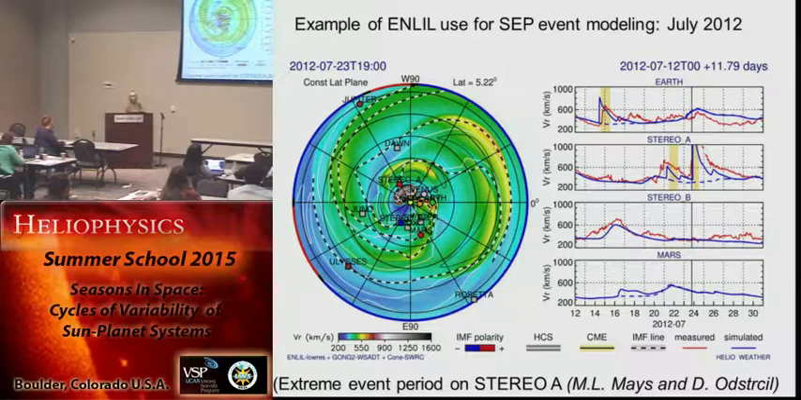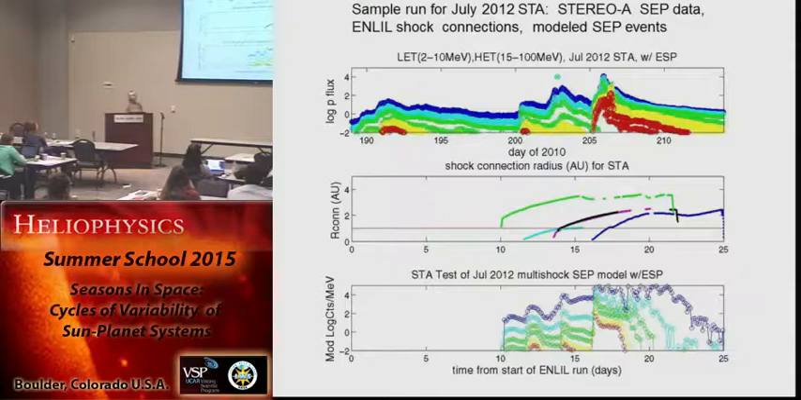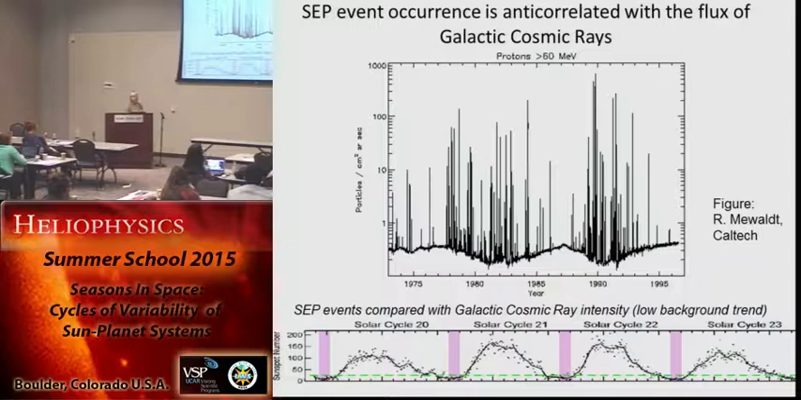We have in our model a certain viewpoint of magnetic field line connection to the shock source that keeps changing in time, that we've programmed into a code, and we can try to model. This is a measured event here on the top from STEREO A. And these are our shocks in our model. And these are the SEPs that we have coming off the model shocks. So we have a possibility of modeling the SEPs from an NLIL model now.